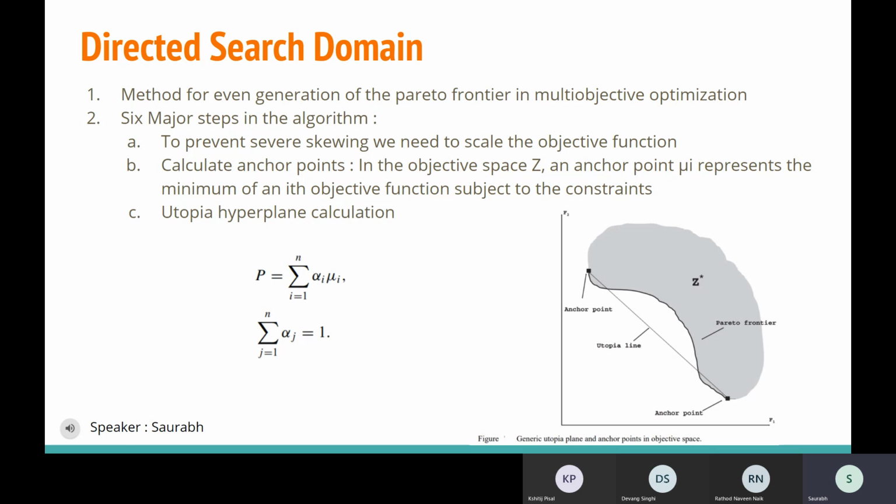There are 6 major steps in this algorithm. I will go one by one through these steps in brief. First, to prevent severe skewing, we scale each of our objective functions using min-max scaling. Then we calculate our anchor points. In the objective space Z, an anchor point μi represents the minimum of the ith objective function subject to the constraints given, also shown in the figure. Then we proceed with the Utopia hyperplane calculation using the given formula.